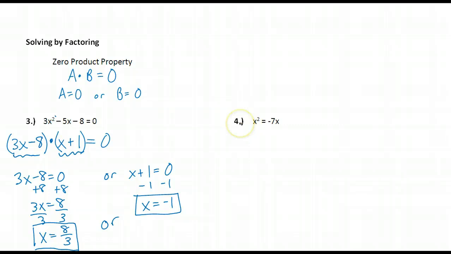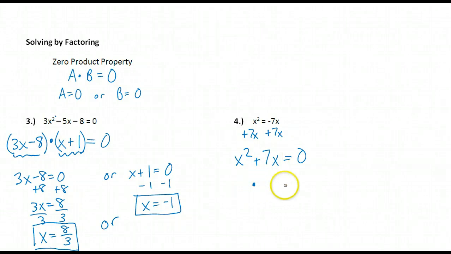Let's look at example number 4. In order to use the zero product property, I need to set this equation equal to 0 by adding 7x to both sides. Now, I want to use the zero product property, so I need to rewrite x squared plus 7x as something times something. To rewrite this as something times something, I need to factor.